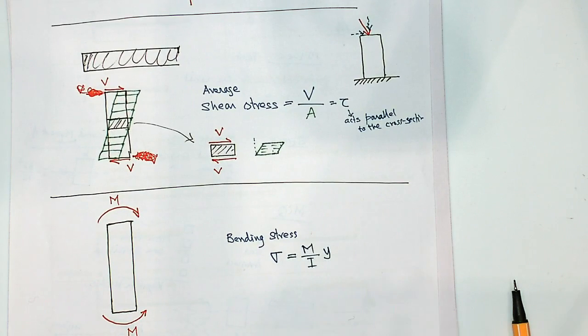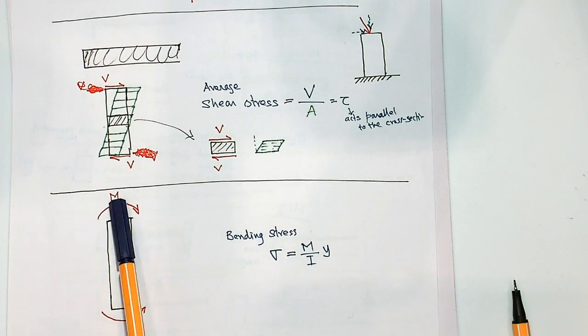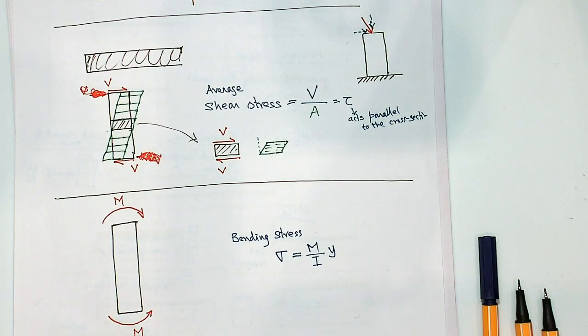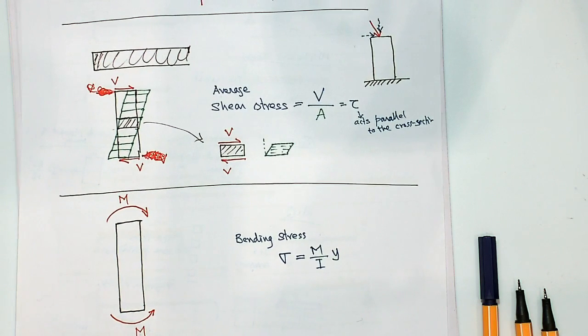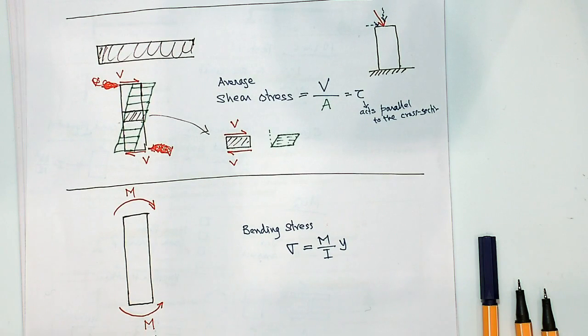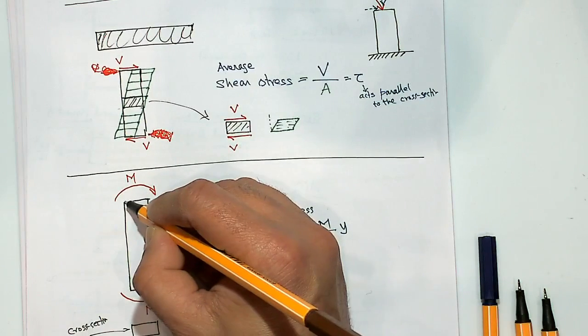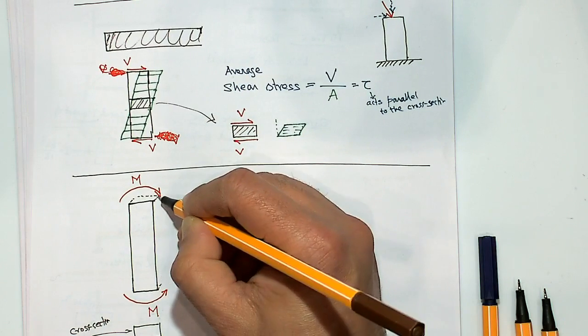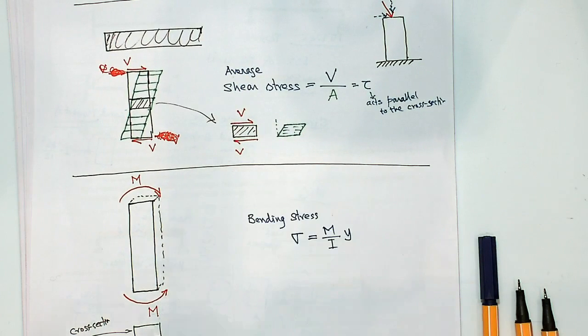So bending stress also acts perpendicular to the cross section, and its formula is sigma equals M over I times y. What does each one mean? M is the bending moment that you are applying. What is I? I is the second moment of area. So this is the cross section, that means you are looking from the top. In other words, let's say this is the beam, and you are looking from the top.